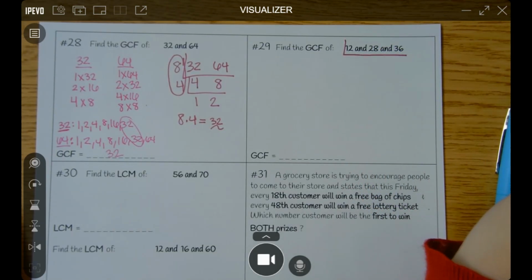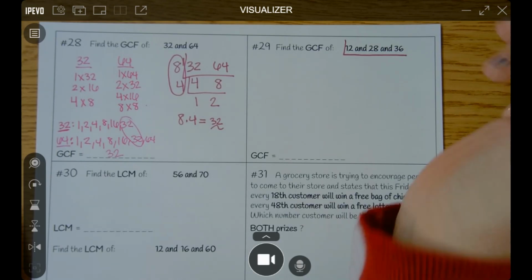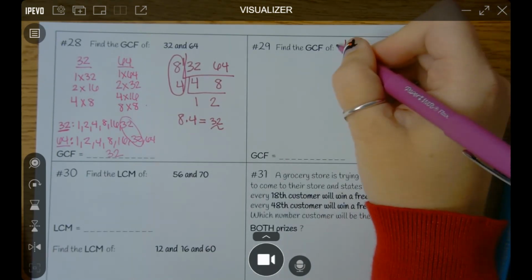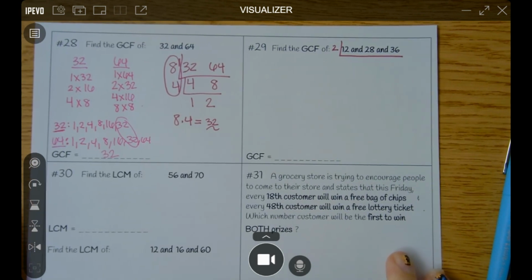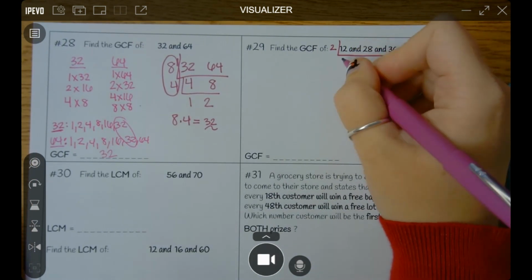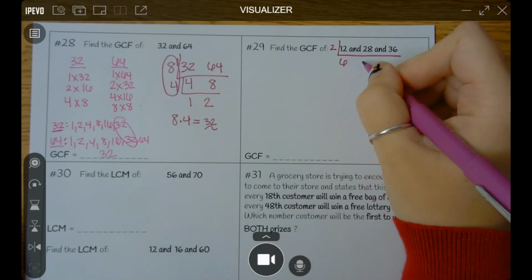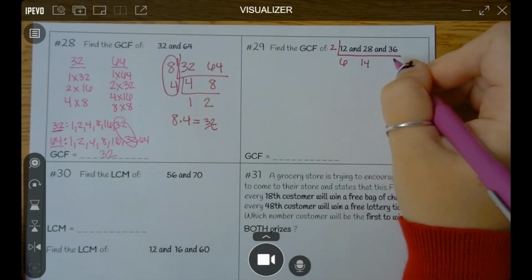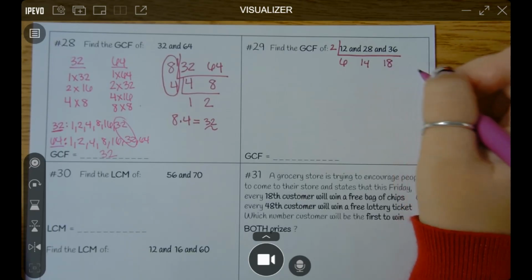Okay, so you paused it, you unpaused it, you're back with us. I saw 2 could go in. Did some of you guys see 4? Yeah, then you're just going to have a shorter ladder than me. Good job. Okay, 2 goes into 12 6 times. 2 goes into 28 14 times. And 2 goes into 36 18 times.